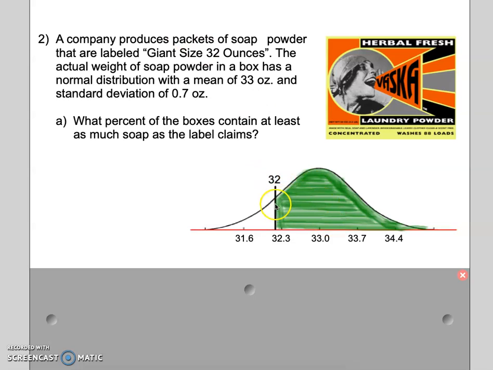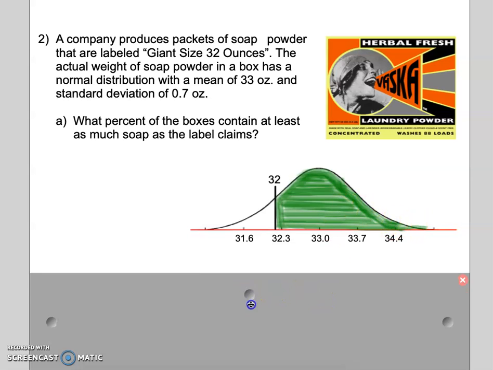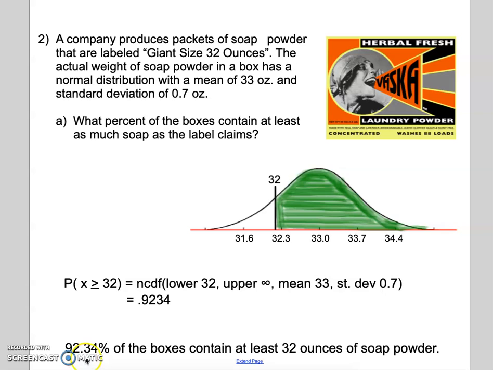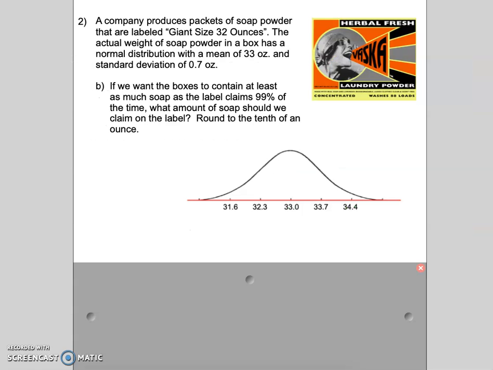I'm given a score, asked to find this total area. So I'm going to do a normal cumulative density function calculation. 32 to infinity, mean, standard deviation, there's my answer. 92.34% of the boxes contain at least 32 ounces of soap. Okay, last problem. Pause. Try to do it. Come back.